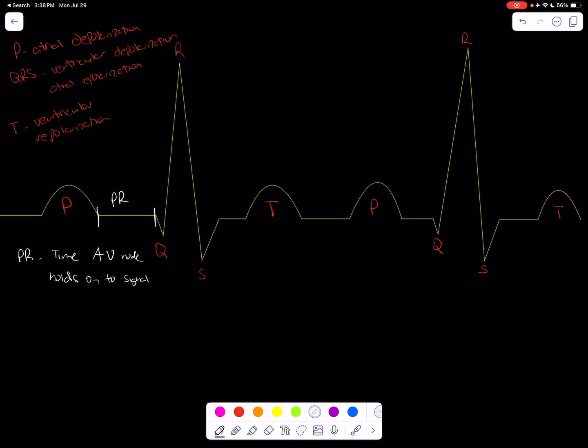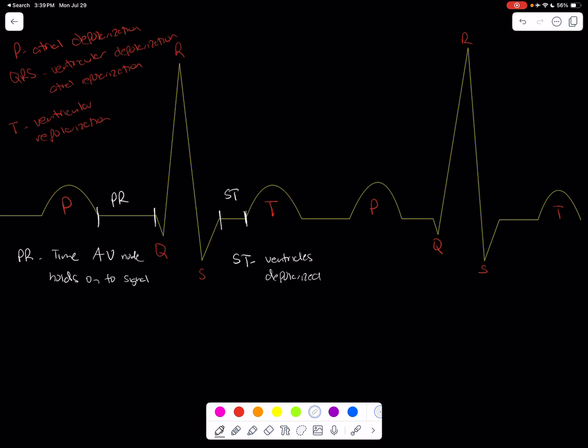Okay? All right, and then from there, we've got the ST segment. And so the ST segment goes from the end of S, and it goes to the start of T. So this is this little thing right here. So ST, and so with ST, this is just when the ventricles are fully depolarized, okay? So those are the two segments.